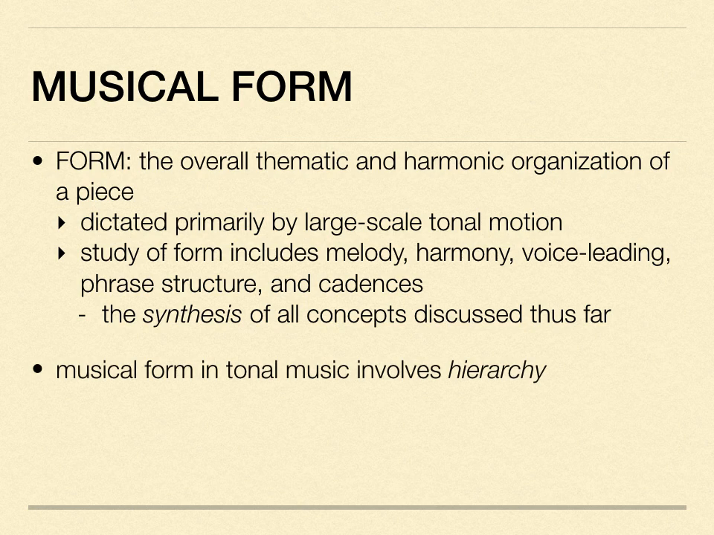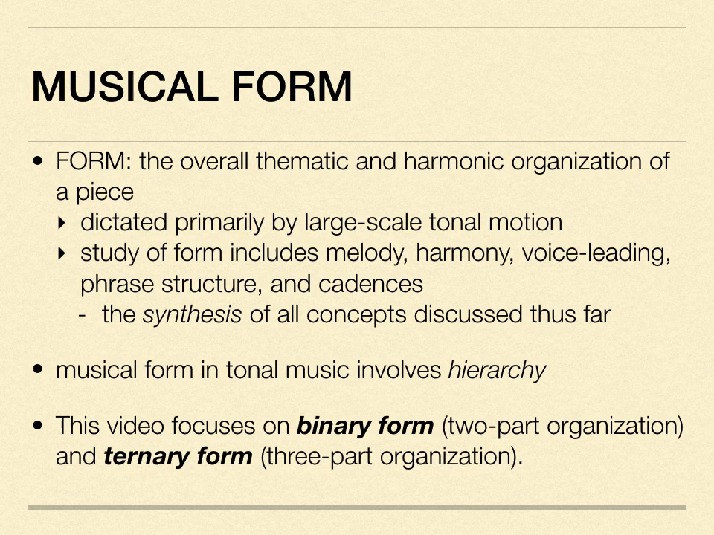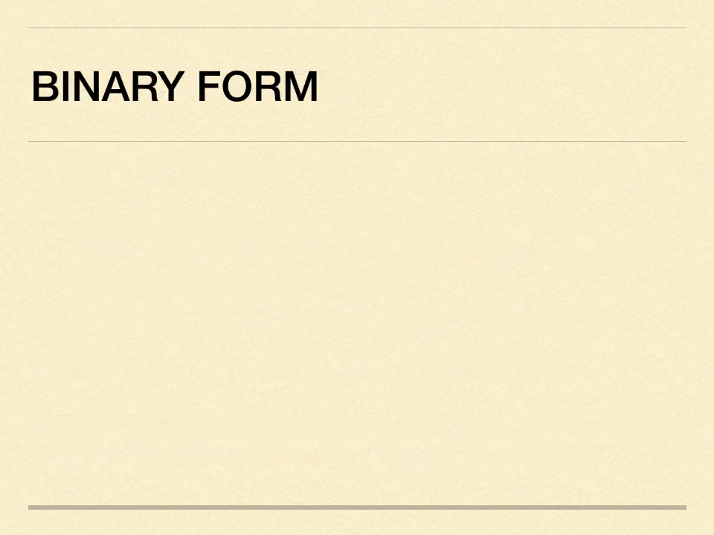That is, analyzing how a piece of music is structured at the smallest levels, for example, individual chords that make up harmonic progressions, can give you insight as to how the piece is organized at subsequently larger levels, like phrases, periods, and eventually entire movements. This video focuses on 2- and 3-part forms, also known as binary form and ternary form, respectively. Let's begin with binary form.